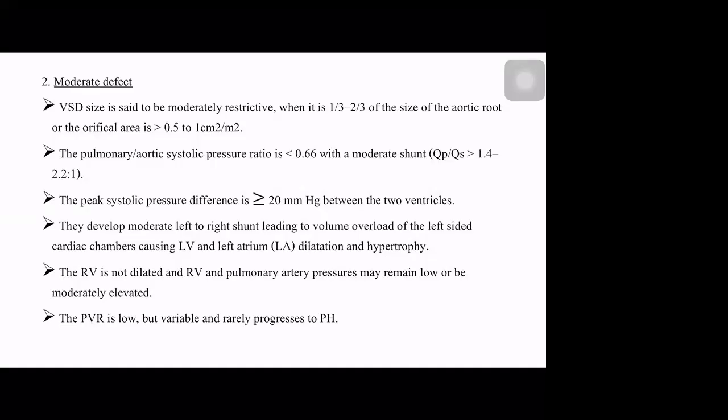They develop a moderate left to right shunt leading to volume overload of the left side cardiac chambers, causing moderate left ventricle or left atrium dilatation and hypertrophy. The RV is not dilated, and RV and pulmonary artery pressure may remain low or be moderately elevated in later age. The PVR is low, but it is variable and rarely progresses to pulmonary hypertension.